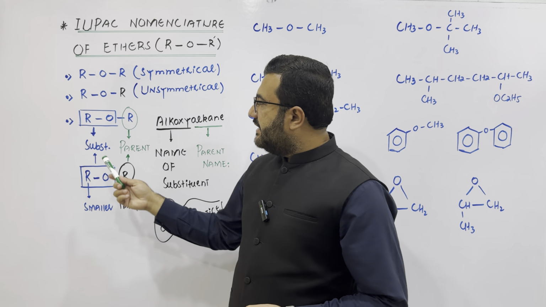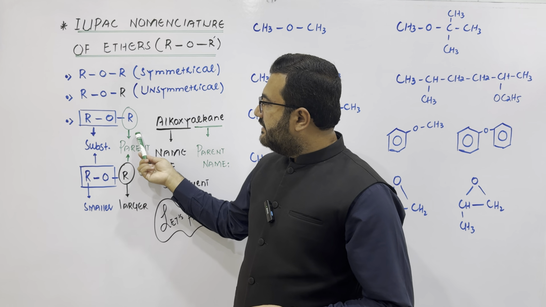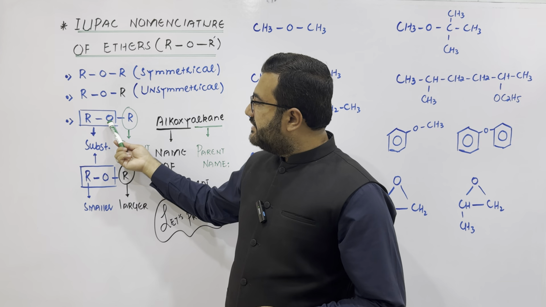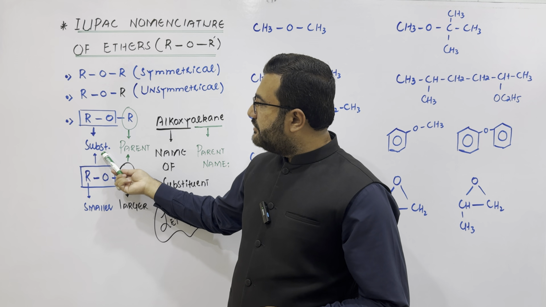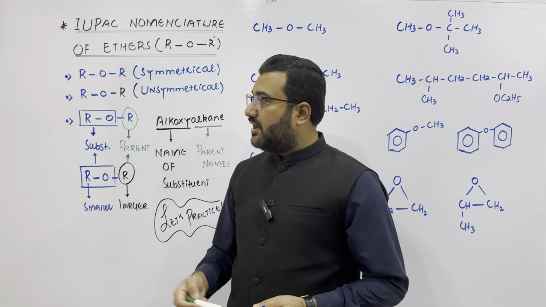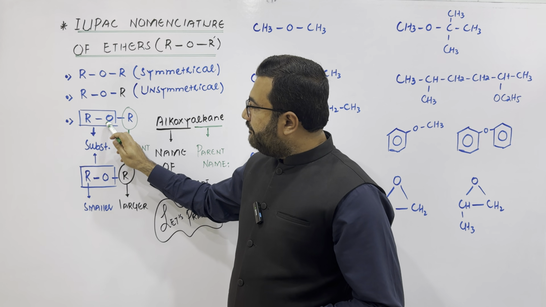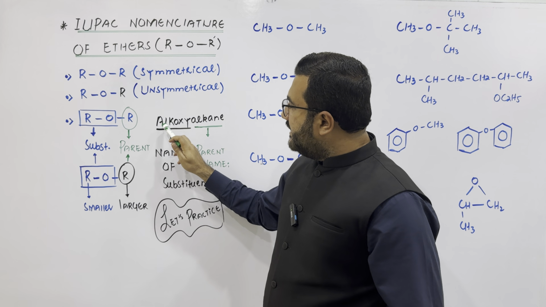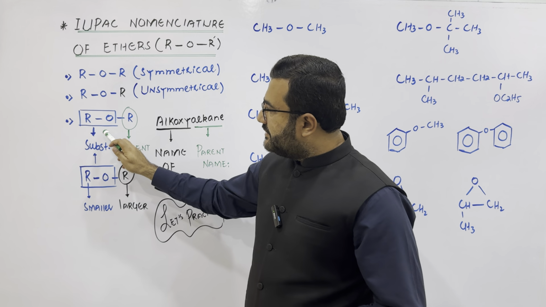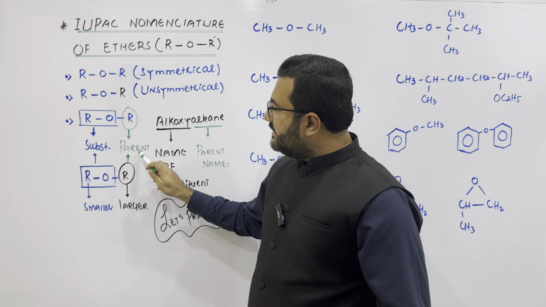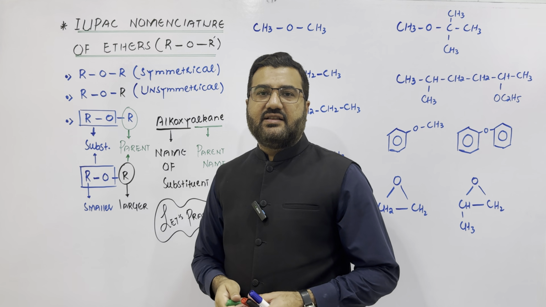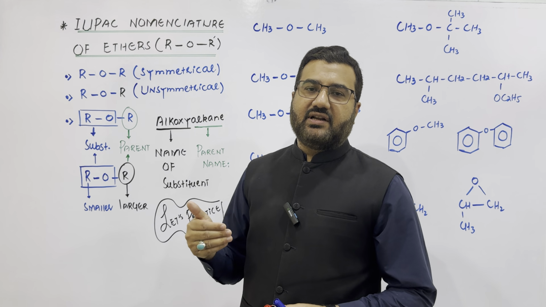Now, my dear students, if the symmetrical ether is there, it has two same alkyl groups. So, any one alkyl group with the oxygen atom will be considered as the substituent, and the other alkyl group will be considered as the parent. Now, the alkyl group with oxygen is a substituent and it will be named as alkoxy. Alk from alkyl and oxy from oxygen. And the other alkyl group, which is the parent, is called the alkane. So in case of the symmetrical ethers, there is no problem because both alkyl groups are the same.